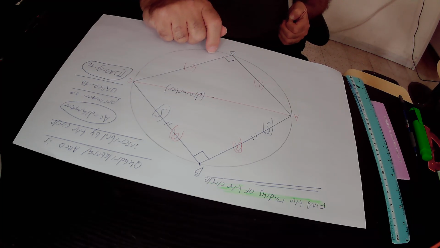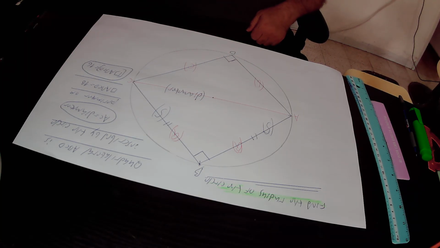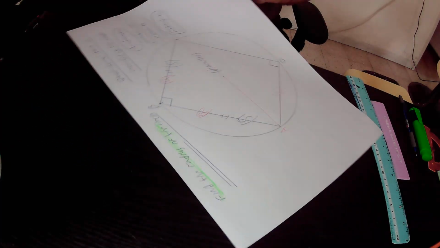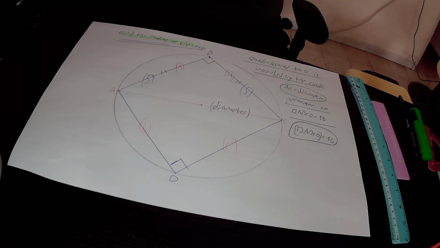In the next step, we implement the Pythagoras theorem on those two right triangles. According to the Pythagoras theorem, in any right triangle, the square of the hypotenuse equals the sum of the squares of the perpendiculars. In the right triangle ABC, it means that AC square equals AB square plus BC square.